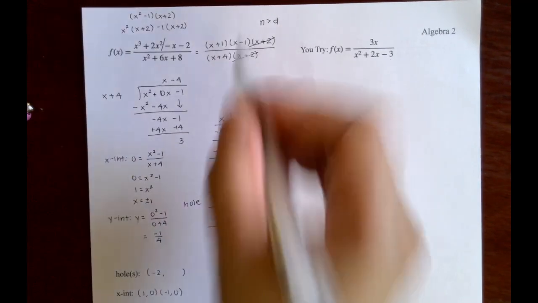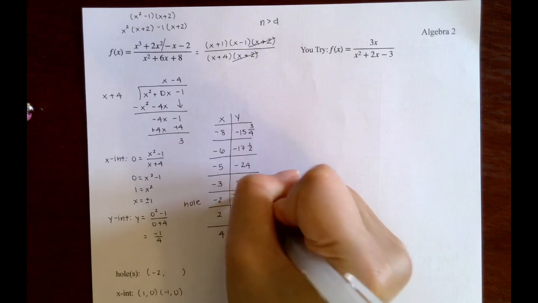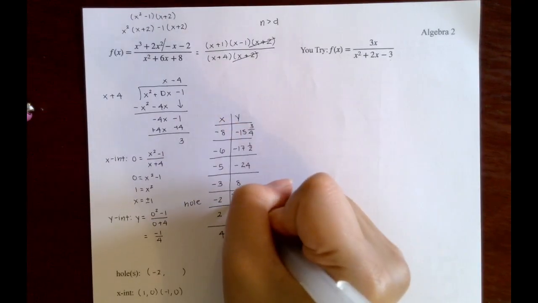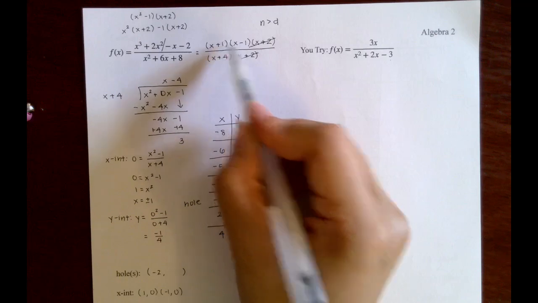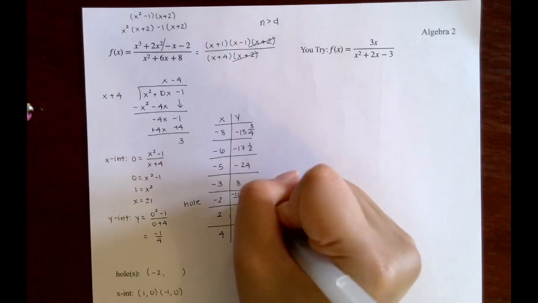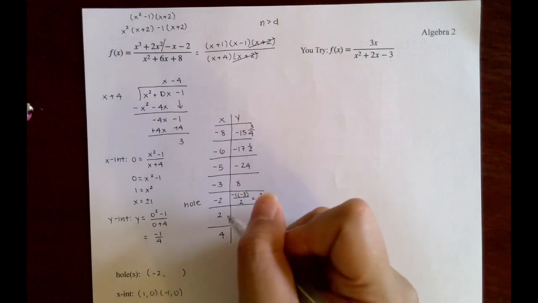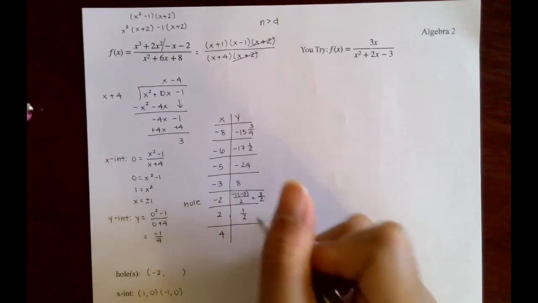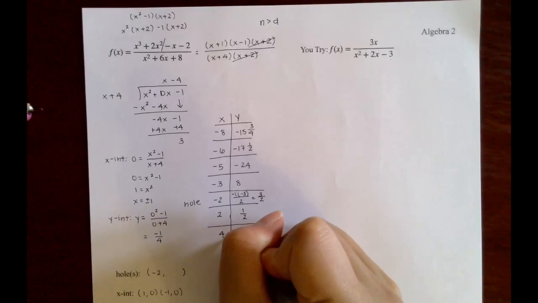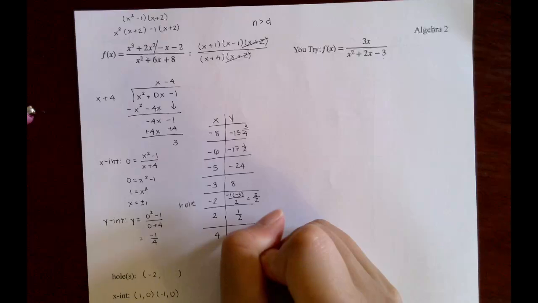Negative 2 here, right now, so negative 2 plus 1 is negative 1. Negative 2 minus 1 is negative 3. And then negative 2 plus 4 is 2. So this becomes 3 halves. At 2 we have 1 half. And at 4 we have 1 and 7/8.